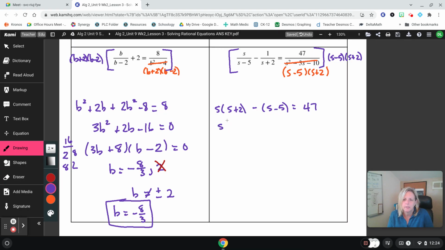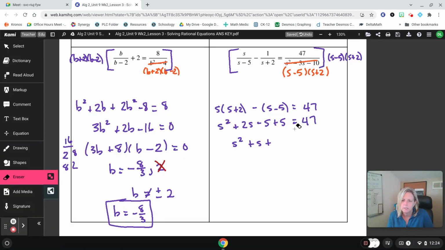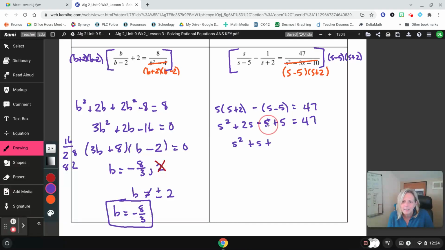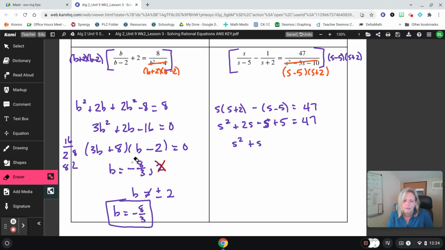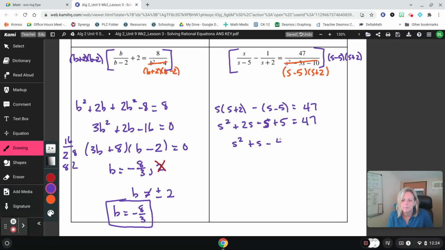Let's simplify this side. We get s squared plus 2s minus s plus 5 equals 47. So s squared plus s plus 5. Be careful, guys. This is an s, and this is a 5. We're going to subtract our 47 from both sides. That'll give us s squared plus s minus 42 equals 0, and now we can factor.